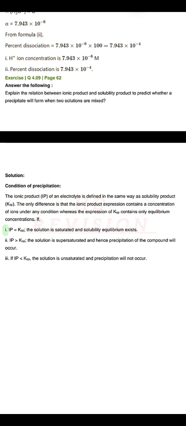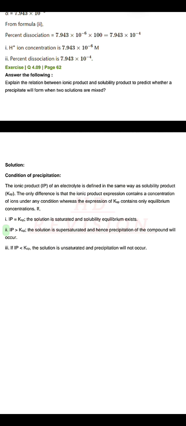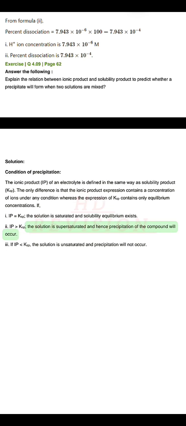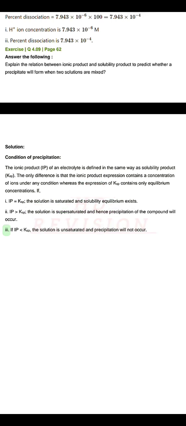If IP equals Ksp, the solution is saturated and solubility equilibrium exists. If IP is greater than Ksp, the solution is supersaturated and hence precipitation of the compound will occur. If IP is less than Ksp, the solution is unsaturated and precipitation will not occur.